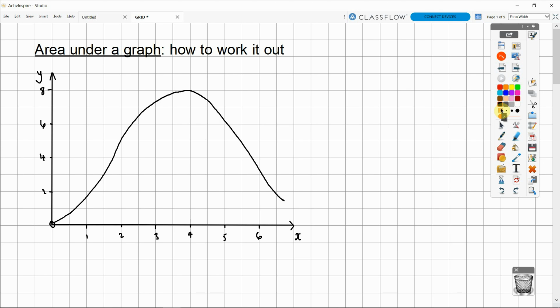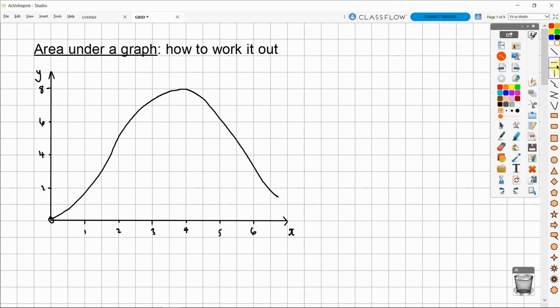In this video, we're going to consider how to work out the area under a graph. We're not going to discuss just yet why you would want to do this, just the skill of actually doing it. Let us suppose that we were supposed to find the area under this graph between 0 and 6 on the x-axis. So this whole area here.